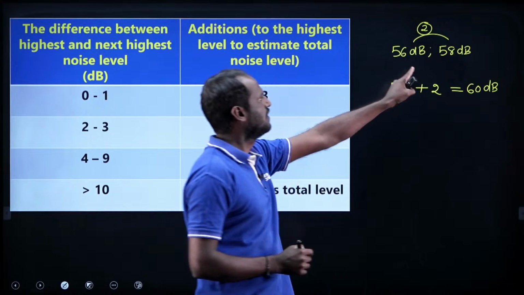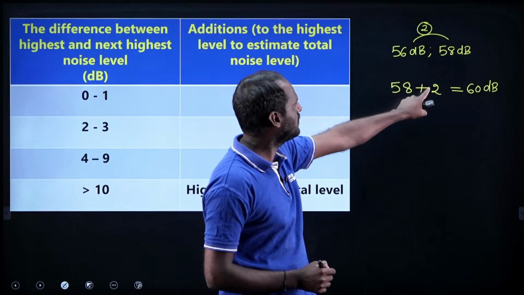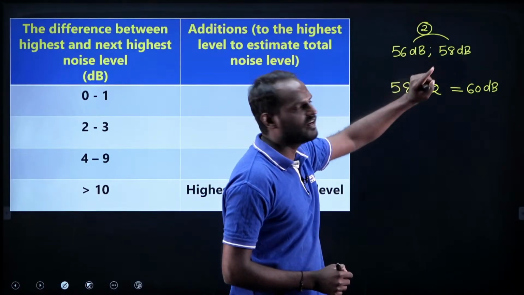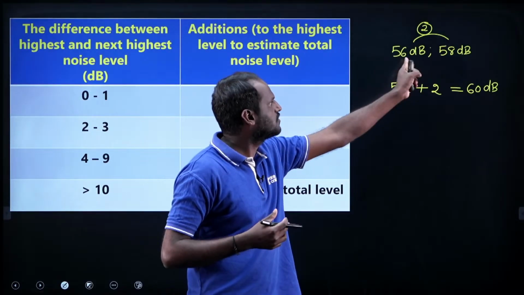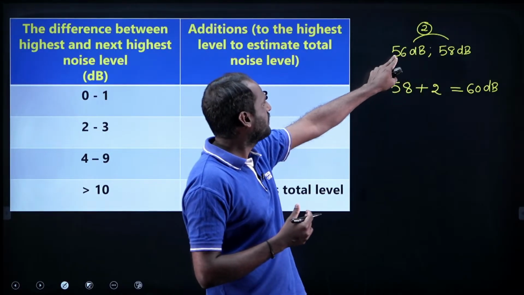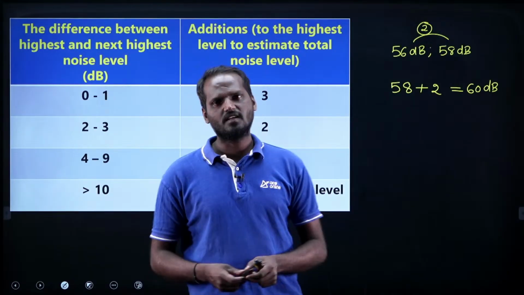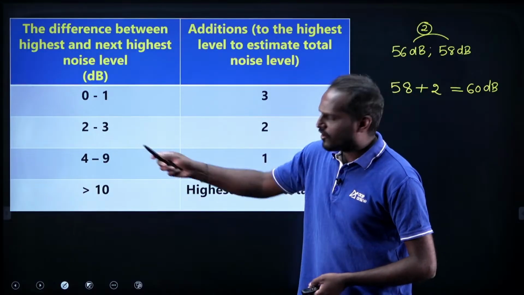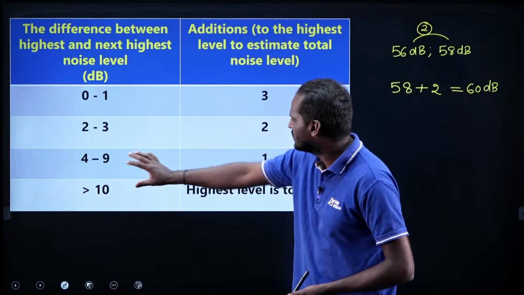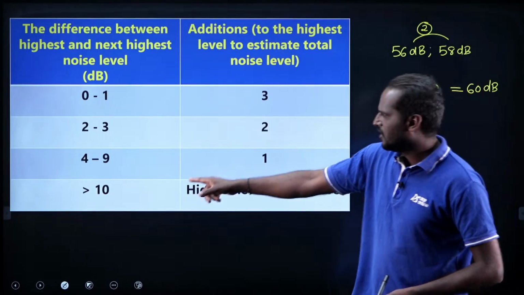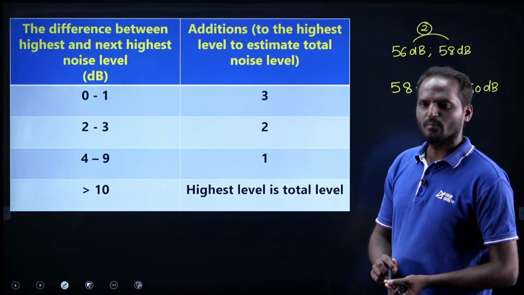If two noises, one source is emitting 56, another source is emitting 58, the summation of the noise is not 56 plus 58, not like that. 60 decibel is correct. You can hear 60 decibel sound if you hear the 56 and 58 at the same time. The summation of the noise will be 60. Like that, you can remember the difference in the noise values and the corresponding addition, right. If the difference is between 4 to 9, you need to add 1 to the highest value. If the difference is more than 10, whichever is the maximum, you can take as the summation of the total noise level.